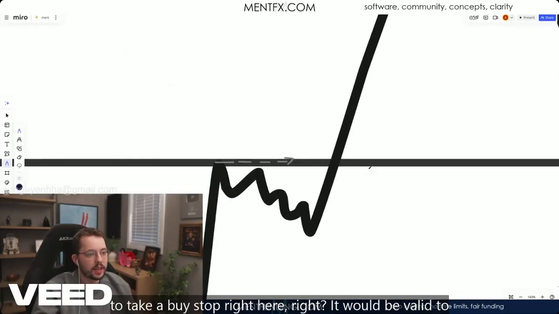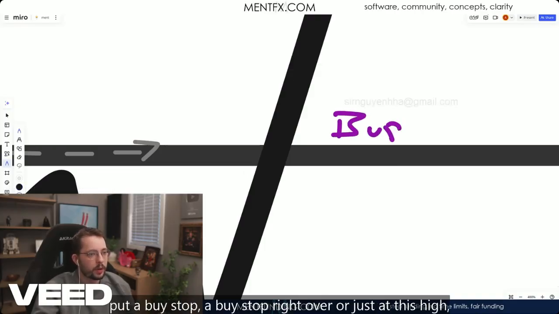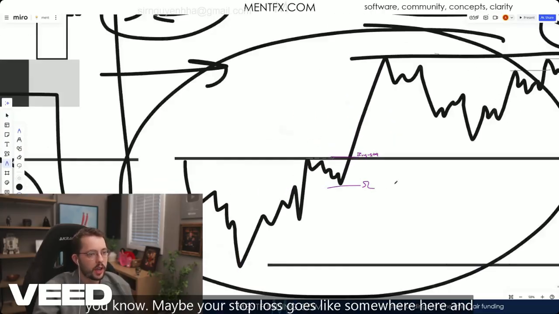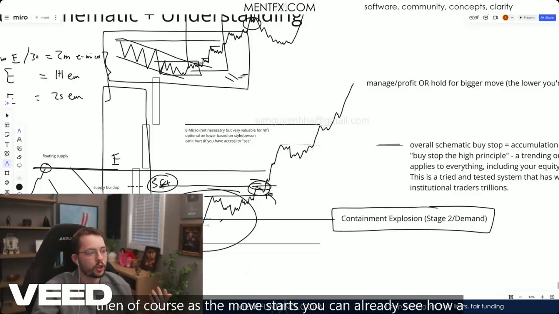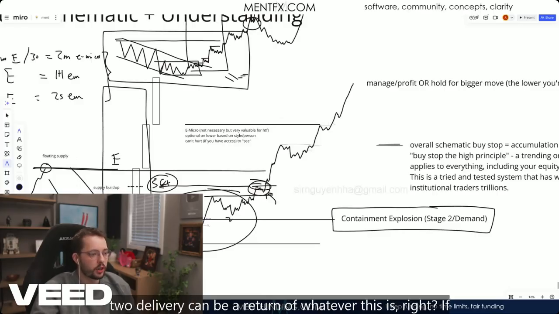So it would be valid to take a buy stop right here. It would be valid to put a buy stop right over or just at this high. Maybe your stop loss goes somewhere here. And then of course, as a move starts, you can already see how a basic stage 2 delivery, here it goes, how a basic stage 2 delivery can be a return of whatever this is.